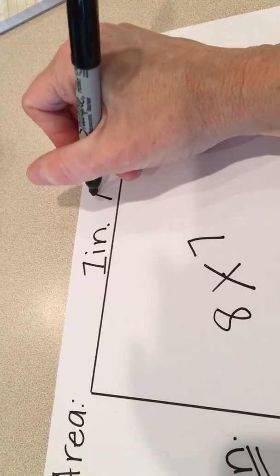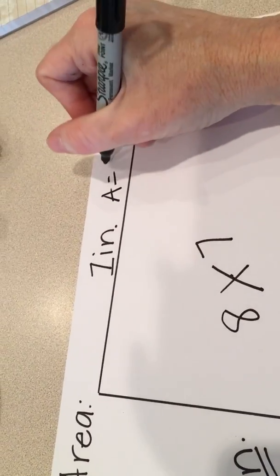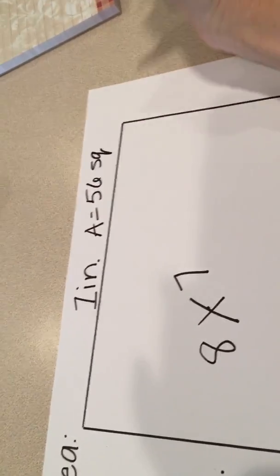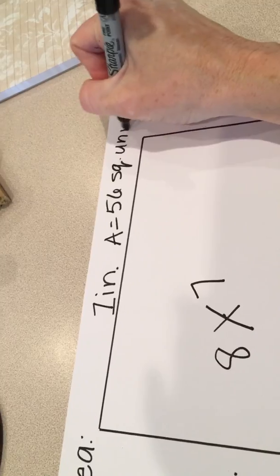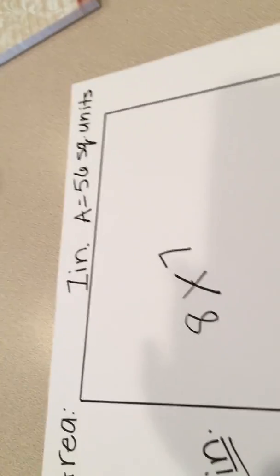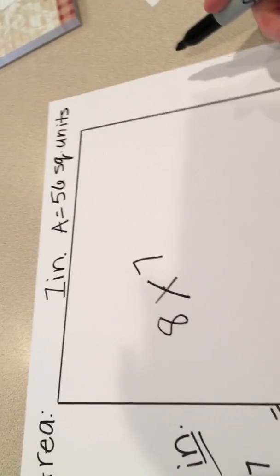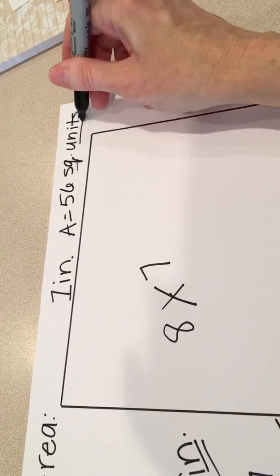And our complete answer would be A equals 56 square units. And there you go. We have math, we have our array skills building onto our area skills. Now we're just adding some vocabulary to it.